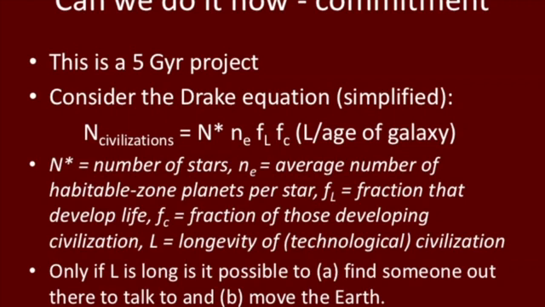The number of civilizations in our galaxy we might talk to is the number of stars in our galaxy times the fraction with habitable planets, the fraction of those that make life, the fraction that makes civilizations, and the longevity of the civilization relative to the age of the galaxy. Even if you take the set of three fractions to 1, it still turns out that only if you have a billion-year longevity for civilizations is there a chance of having someone out there to talk to, and that's the same condition we need to be able to move the Earth: a multi-billion-year commitment.